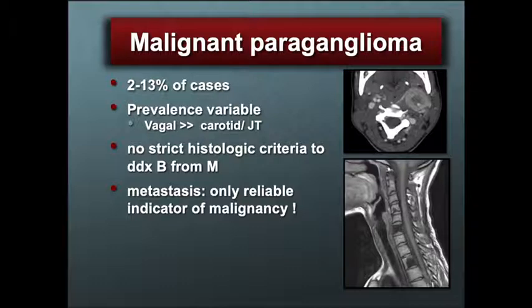That's why, again, whenever you see a mass that looks like a glomus tumor, make sure you look at the lymph nodes in the neck. Make sure you look at the bones at the included levels to make sure there aren't any metastases. All right.